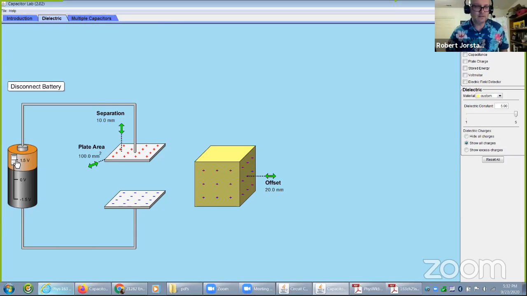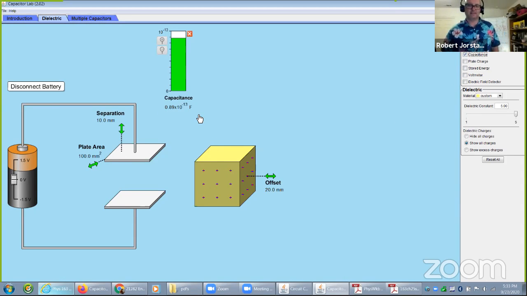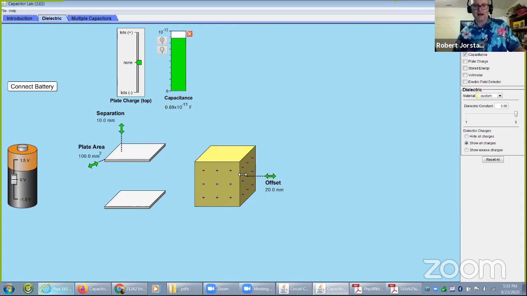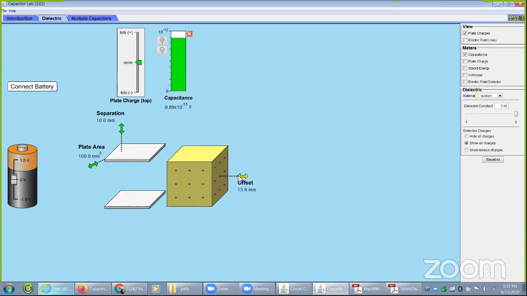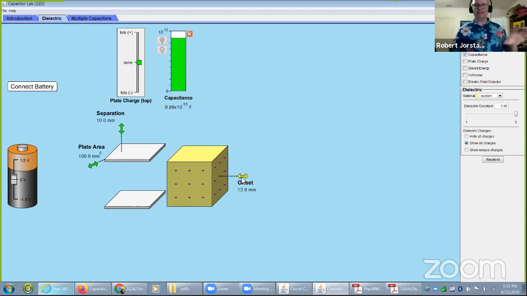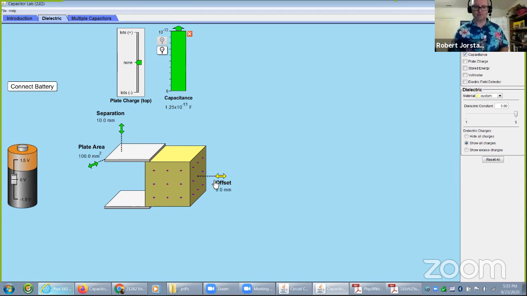Now, if I could, let me turn this off. All right, and I want to show the capacitance. Right now, I'm going to disconnect the battery. If I bring this dielectric in, will the capacitance change? Yes or no? Think to yourself. It should go up. Exactly. And I was trying to point out the capacitance is independent of the battery. Thank you. Good job.